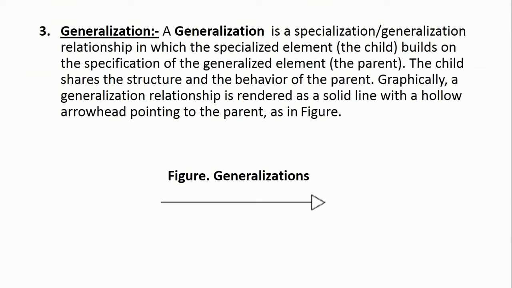We can say a generalization is a binary taxonomic, that is related to classification, directed relationship between a more general classifier, that is the superclass, and a more special classifier, that is the subclass. So because of this, the generalization relationship is also informally called an is-a relationship. Okay.